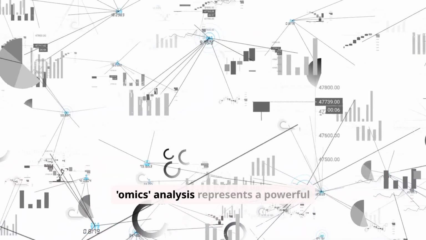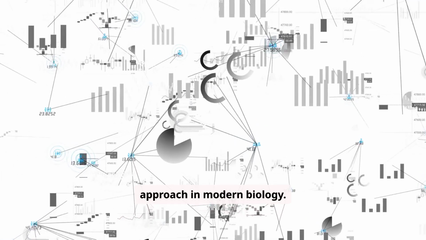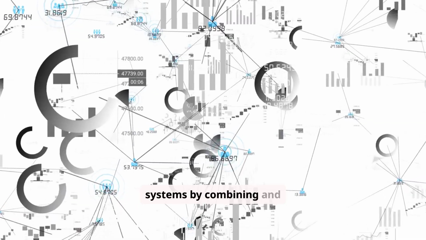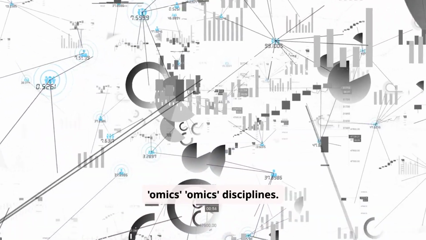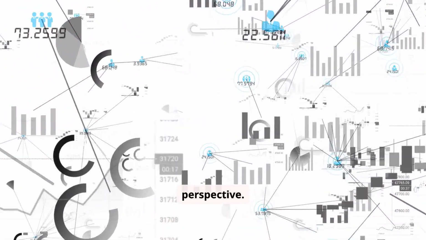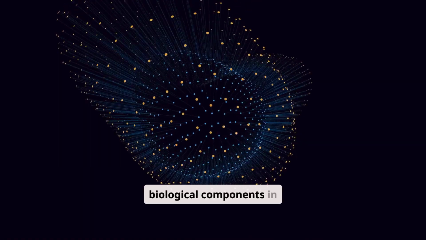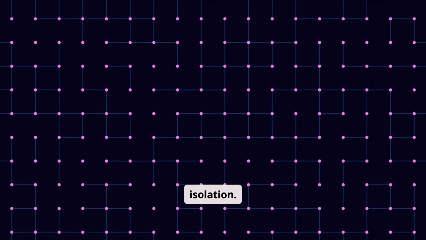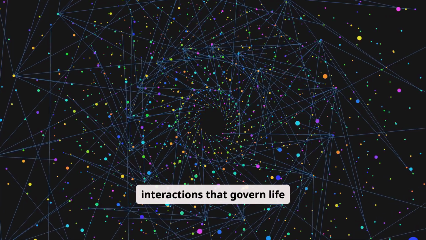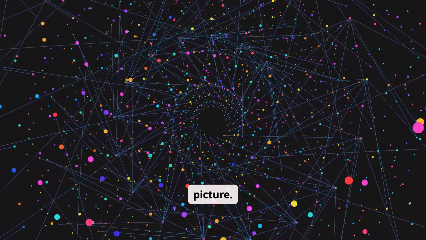Integrative omics analysis represents a powerful and increasingly crucial approach in modern biology. It aims to understand complex biological systems by combining and analyzing data from multiple omics disciplines. This method offers a comprehensive perspective. This approach moves beyond the limitations of studying biological components in isolation. It seeks to unravel the intricate networks and interactions that govern life processes. The integration provides a more complete picture.